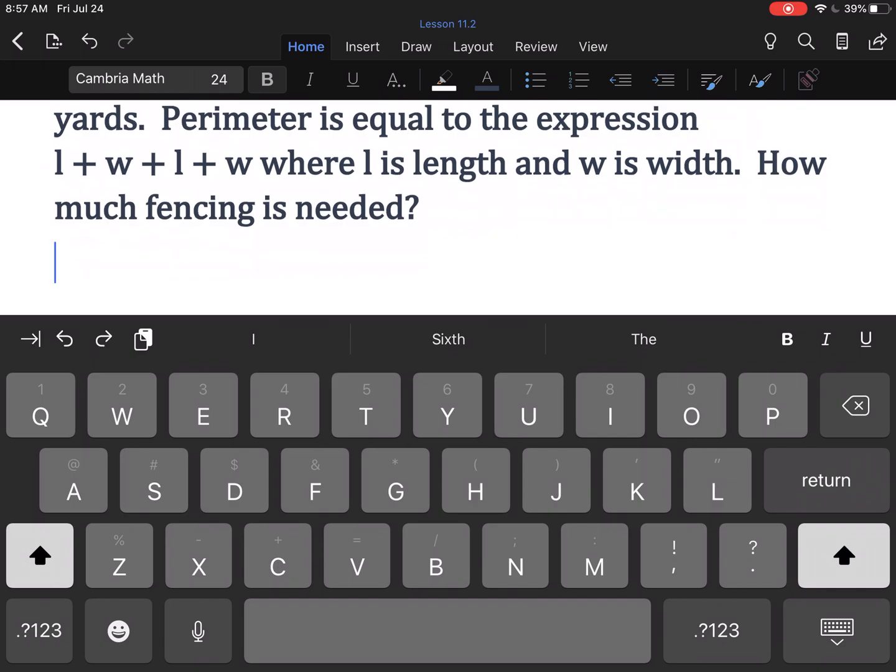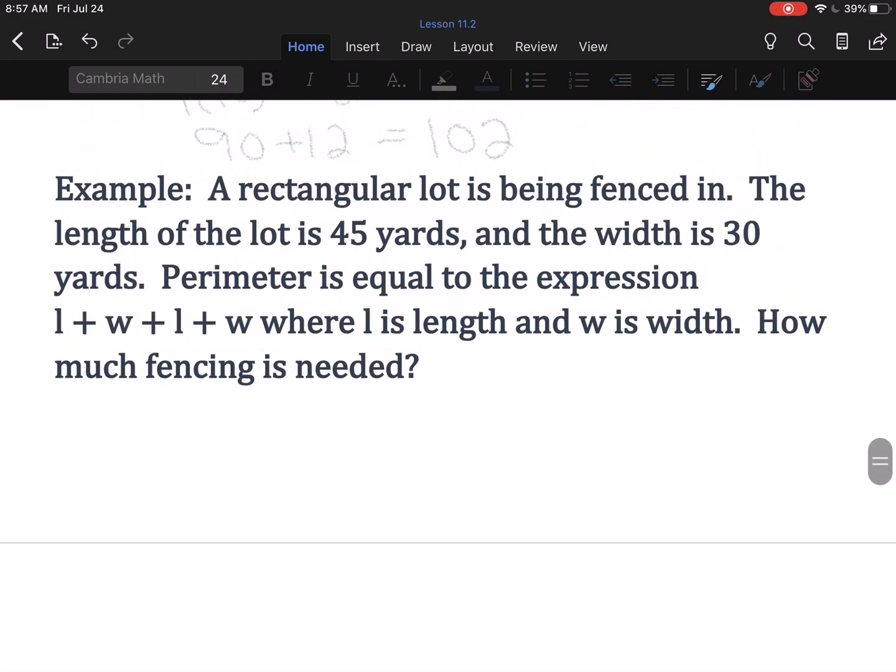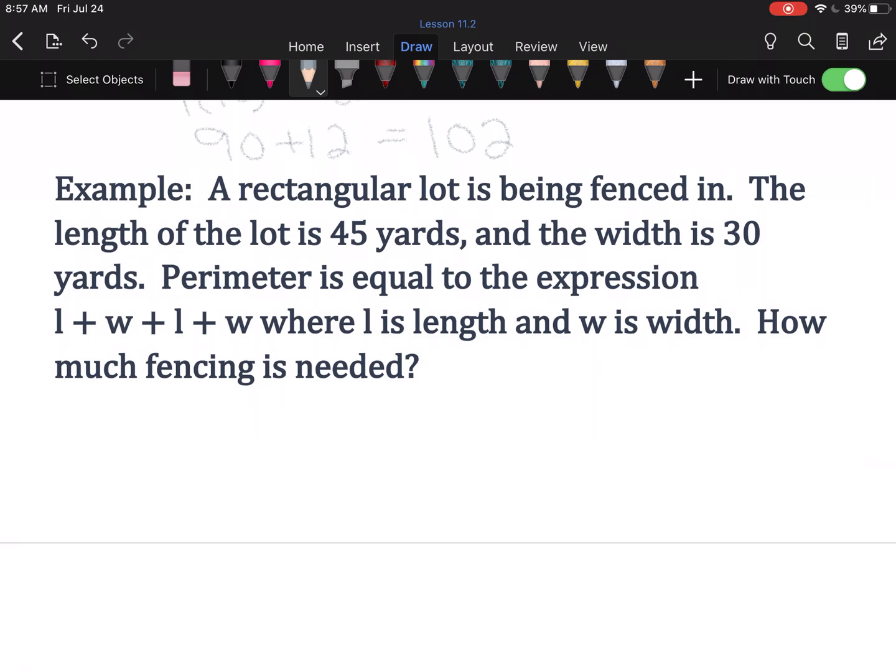A rectangular lot is being fenced in. The length of the lot is 45 yards and the width is 30 yards. Perimeter is equal to the expression L plus W plus L plus W, where L is length and W is width. How much fencing is needed?